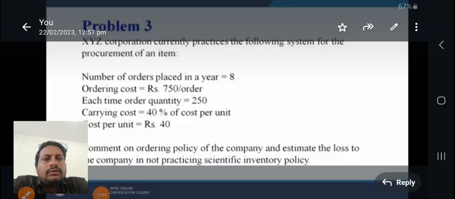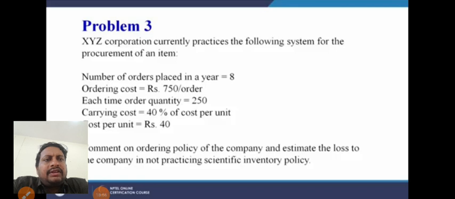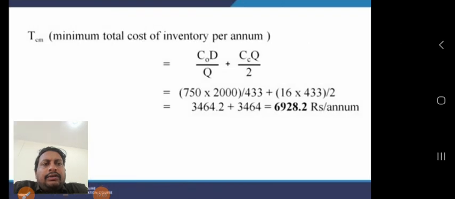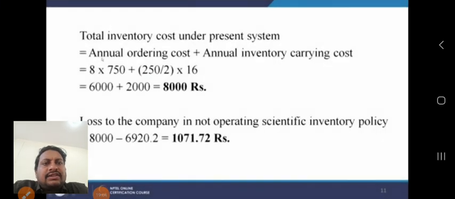So the number of orders placed is 8, ordering cost is 750, and each time the order quantity is 250. The total inventory cost under the present system is the annual ordering cost: 8 orders at 750 each, which is 6,000. Then the annual inventory carrying cost is 250 by 2 into 16, which is 2,000. So the total inventory cost under the present system is 8,000.